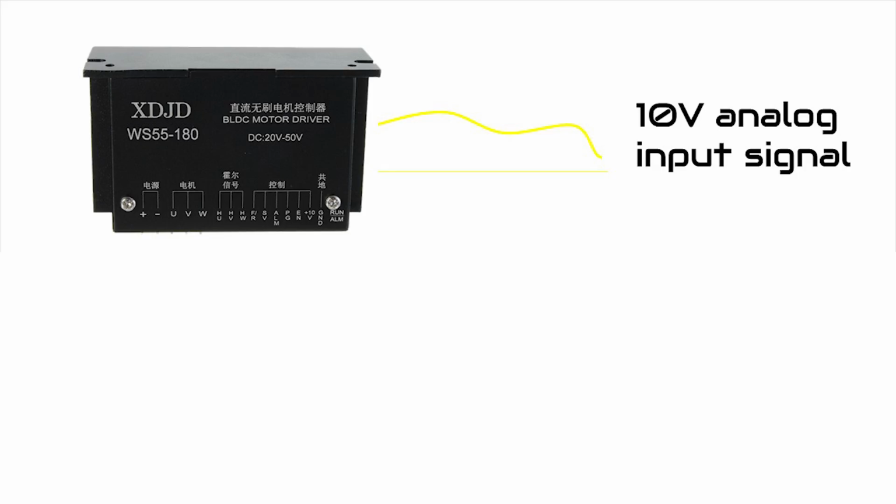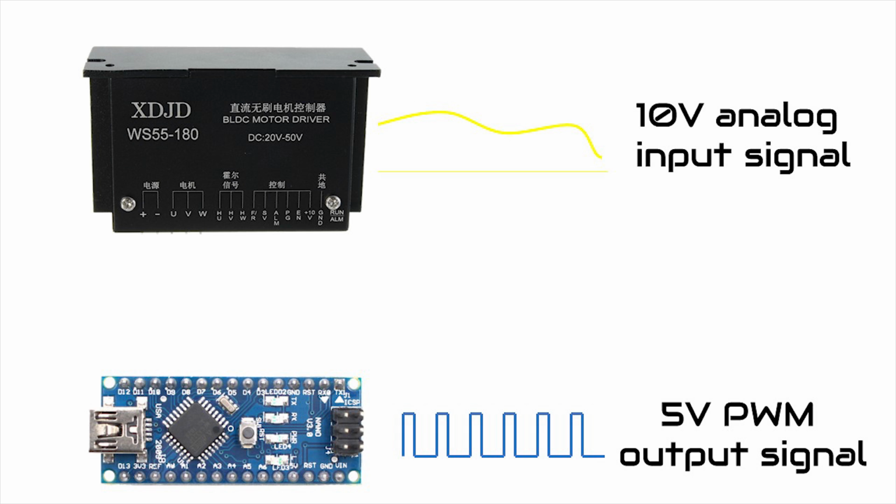One other complaint I have about the spindle driver is that it has a 10-volt analog input pin to control the speed. On the other hand, the Arduino I'm using for my controller will only output a 5-volt digital PWM signal. I'm not able to connect the Arduino output directly to the spindle driver. I will have to convert the 5-volt PWM signal into a 10-volt analog voltage. This isn't a huge deal, but it would have been nice to have the option to connect it directly.